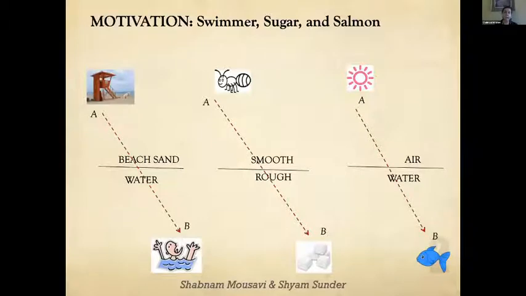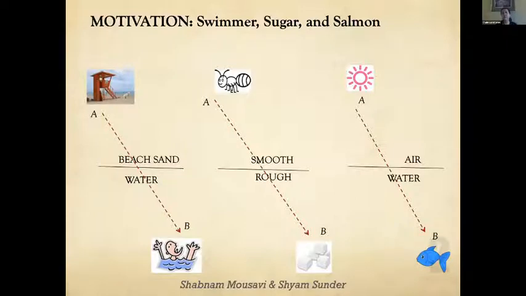The motivation started from this observation. Let's look at this. If the lifeguard is running from the beach to the water to save someone who's drowning, or the ant is going from the smooth surface to the rough one to reach some yummy sugar, or the photon is just passing through and going in the water to reach the salmon's eye, are we seeing the same phenomena, or different phenomena?